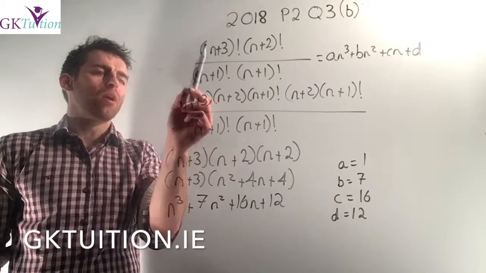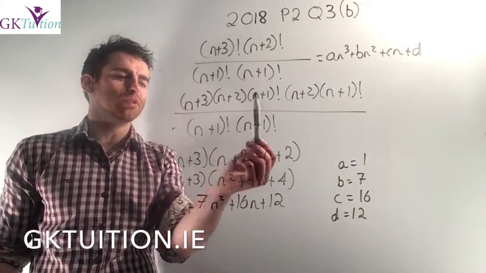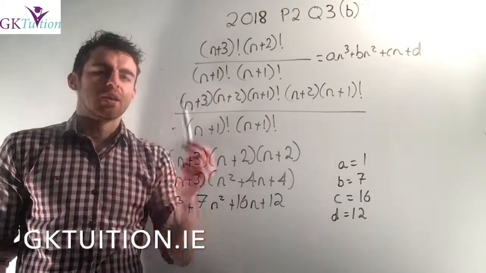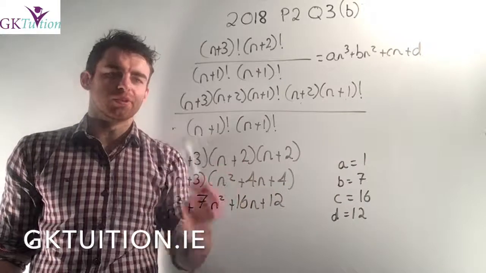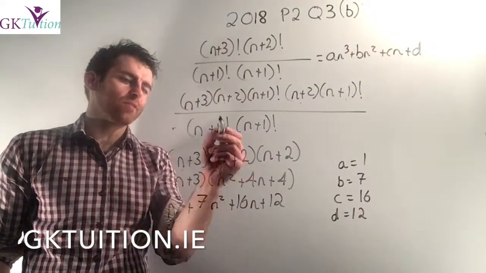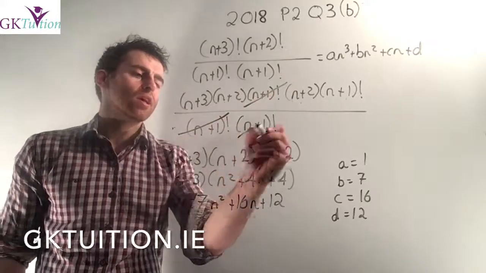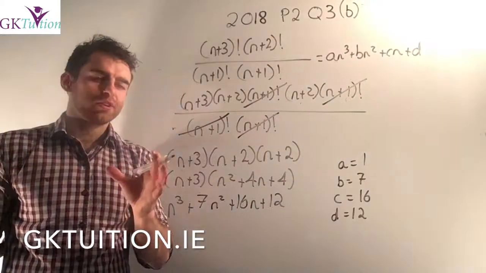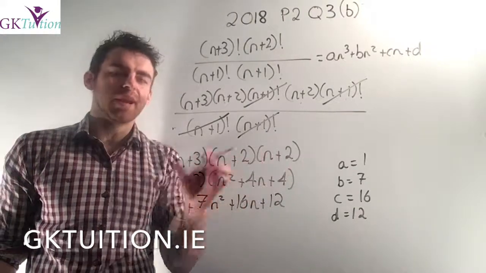But on the top, I need to simplify (n+3) factorial down to (n+3) by (n+2) by (n+1) factorial. And I need to simplify (n+2) factorial down to (n+2) by (n+1) factorial. That's handy for me now because that (n+1) factorial will cancel with that one, and that one will cancel with that one. So on the next line now, it's just basic algebra of (n+3) by (n+2) by (n+2).